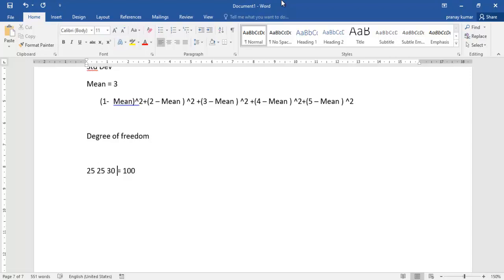So how many numbers were you free to choose? You were free to choose only 3 numbers out of the 4. That is what is degree of freedom. The number of contributors that you are free to choose in an experiment is referred to as degree of freedom.